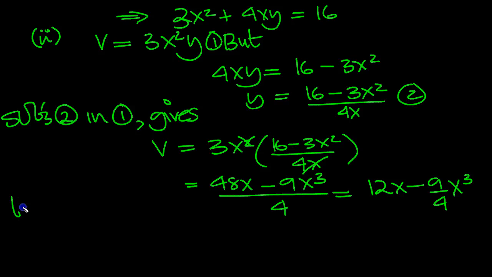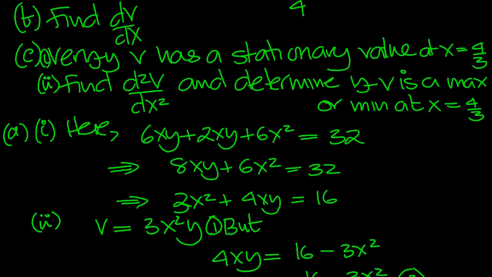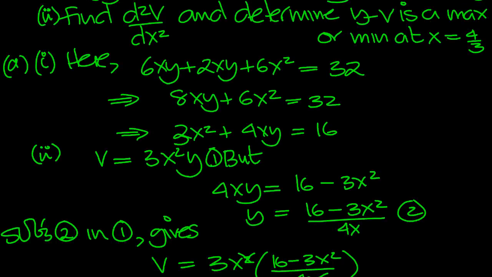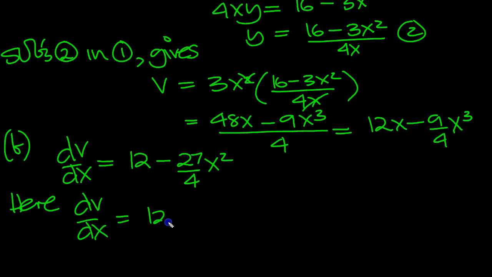So part B, I think this is now. So dV/dx is equal to, let's differentiate. x goes to 1, 12 lots of. The x cubed power rule, minus 3 comes down to be with the 9 to make 27 over 4 x squared. So there's dV/dx. Verify V has a stationary point at x equals 4/3. So here, dV/dx is equal to 12 minus 27 over 4 x squared equals 0 then.